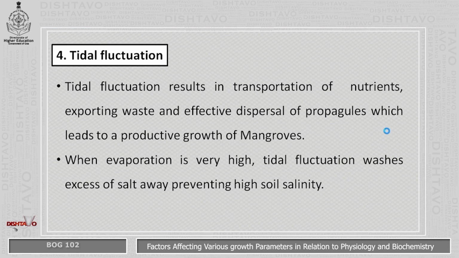Next is tidal fluctuation. Tidal fluctuation plays an important role in transporting nutrients, exporting waste, and effective dispersal of propagules, which leads to a productive growth of mangroves. When evaporation is very high, tidal fluctuation washes excess salt away, preventing high soil salinity.